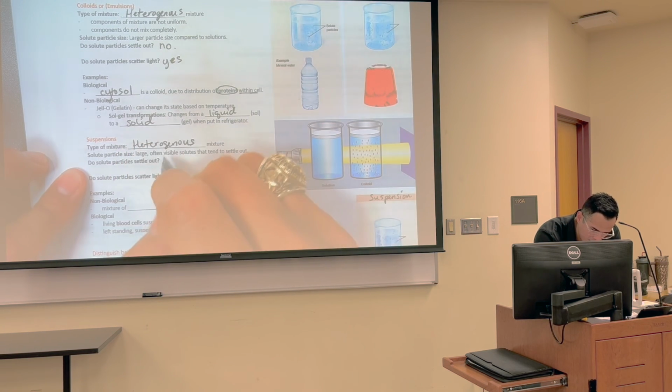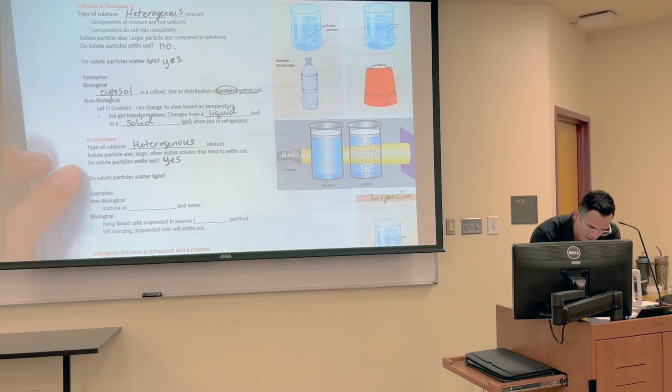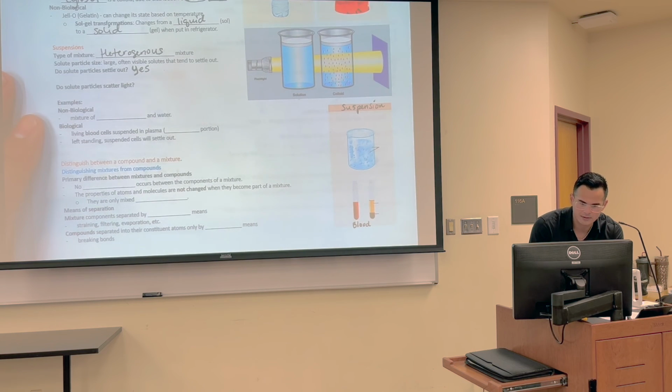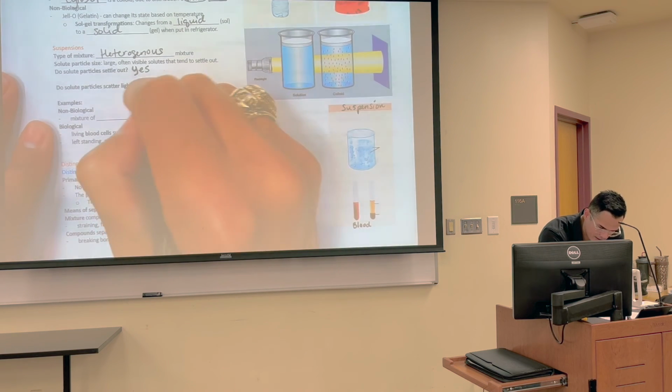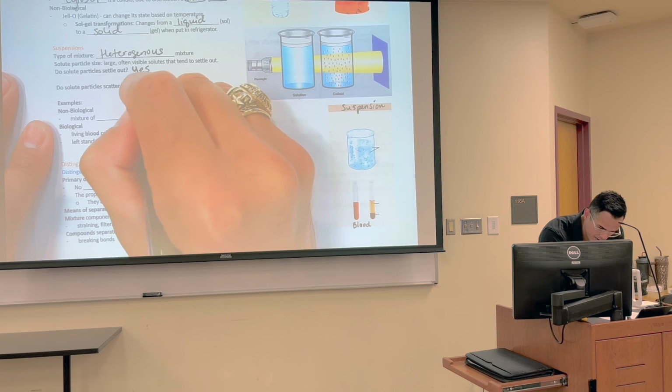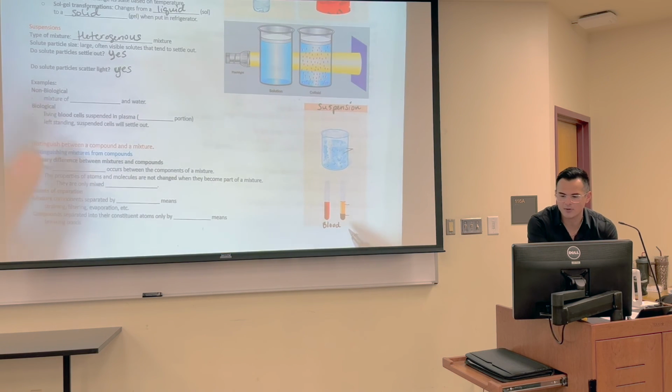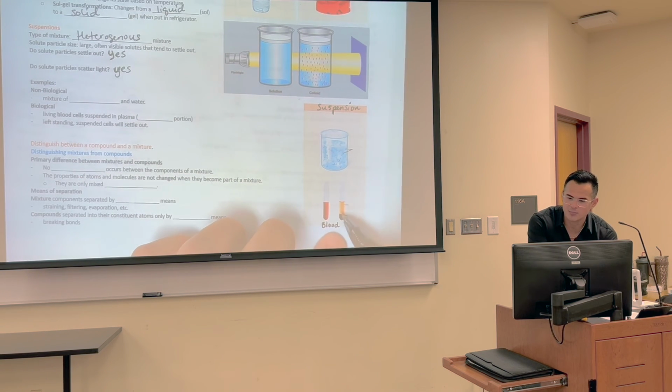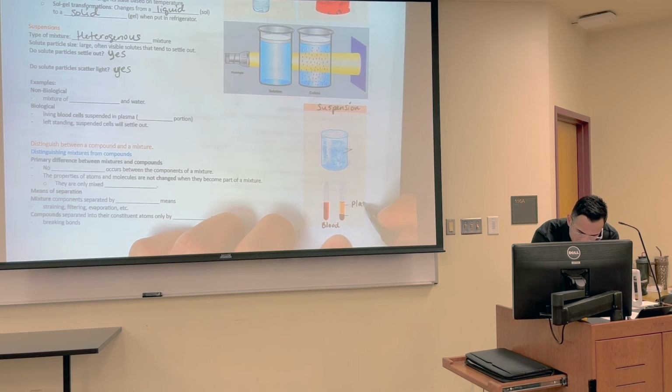And do solid particles settle out? Yes. You get sediment at the bottom. And is the pathway going to change whenever you shine the light through it? Yes. The pathway is going to change. So if we separate these two components here, can someone tell me what is this top part of the blood? So this is the plasma.